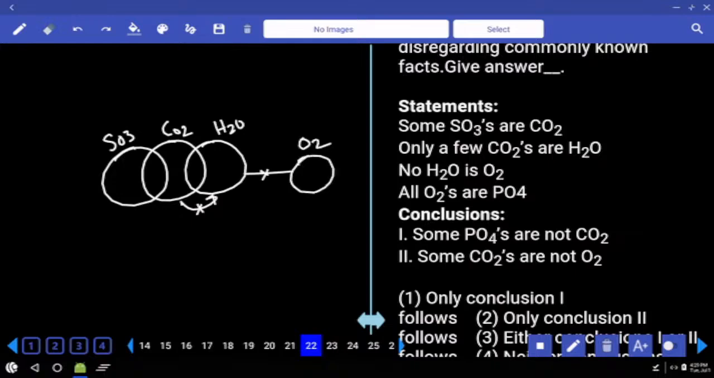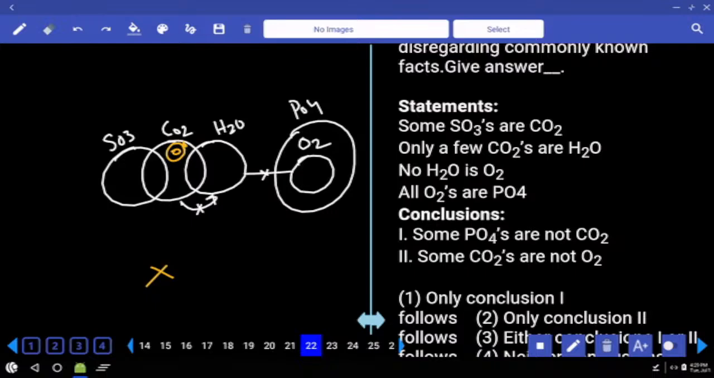And next one, all O2s are PO4. Then according to this, some PO4s are not CO2. As of now, some PO4s are not CO2 is true. To make this one false, all PO4s are CO2. Possible or not possible? Along with this PO4, O2 can also be like this. Hence, alternate diagram to previous conclusion is false.